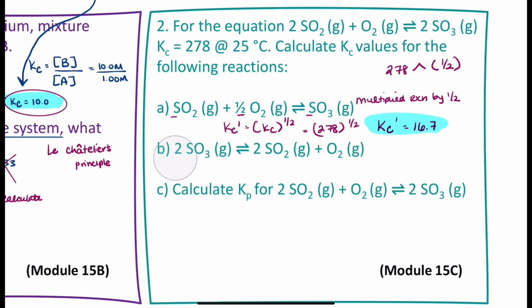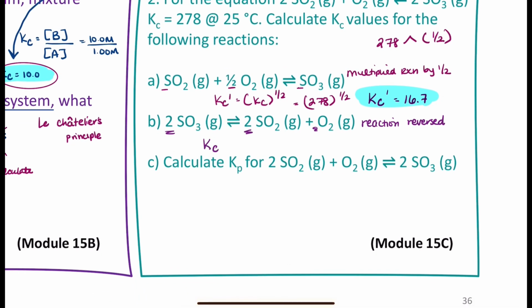How about the next one? I've got 2 SO3 on the reactant side versus the product, 2 SO2 on the product side versus reactant, and 1 mole of O2 on the product side versus reactant. So I've reversed the reaction. I know from doing the examples and deriving it that if I reverse a reaction, I take the inverse of the Kc value, or I flip it. I take 1 over. So Kc prime here is 1 over Kc. 1 divided by 278. My Kc prime value here is 3.60 times 10 to the negative third. I'll talk a little more about this in just a sec.